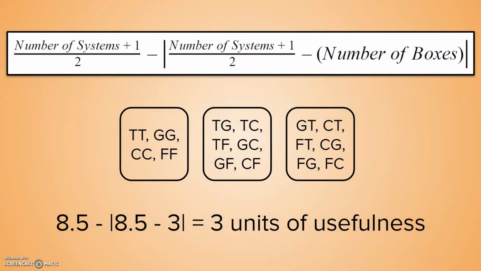This formula captures this notion quantitatively. As the number of boxes of a relator's relator diagram grows closer to the average number of boxes, it is considered to be more useful. For the specific relator in this video, it turns out that it has 3 units of usefulness.